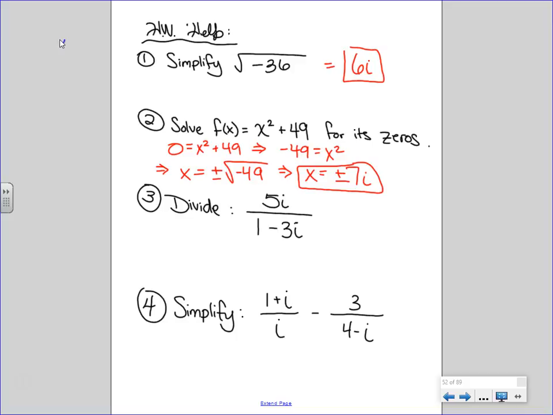I've put answers for the first two. Zeros, remember, set the whole thing equal to 0. I squared is.